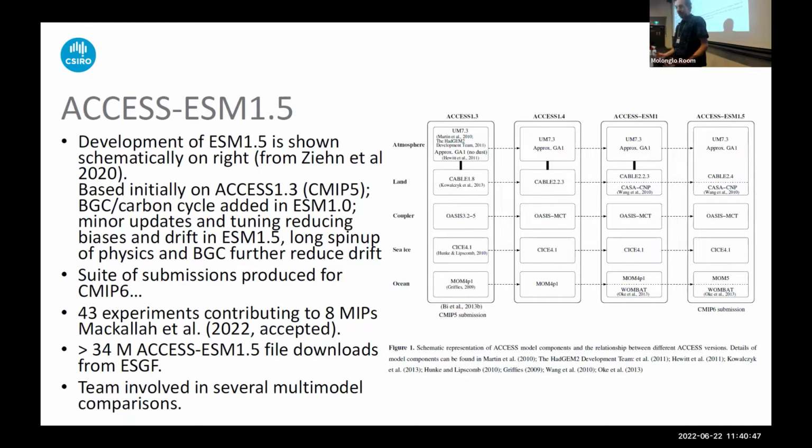In that paper, there are 43 experiments contributing to 8 different MIPs. And you can go to the ESGF, the database where the global community is accessing a lot of the CMIP6 data, and the ESM is still in the top 10 in terms of number of file downloads. So that highlights the value added by having the biogeochemical cycles in the climate model, in the ESM.